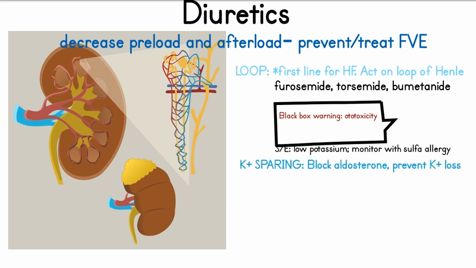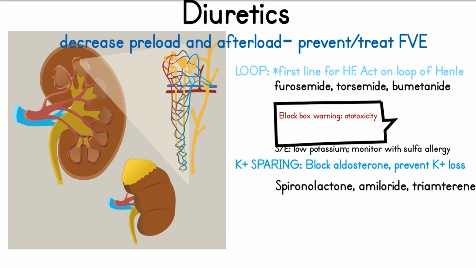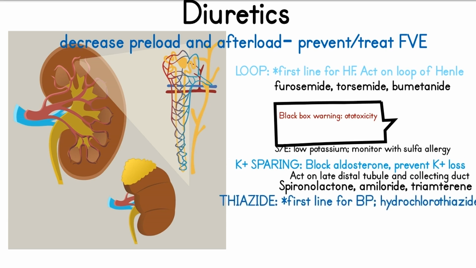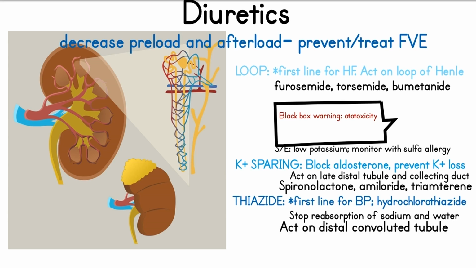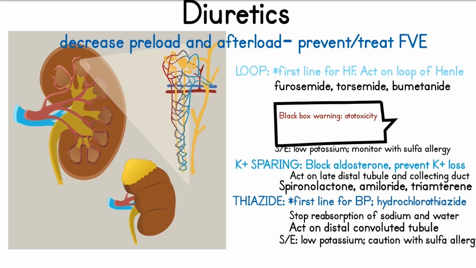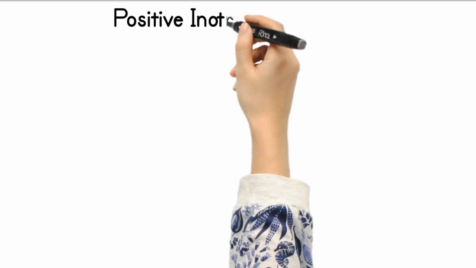Thiazide diuretics, such as hydrochlorothiazide, are the first line for blood pressure. They inhibit reabsorption of sodium and water at the distal convoluted tubule of the nephron, leading to sodium, water, and potassium excretion. Side effects can involve a low potassium level, and caution also needs to be taken in patients with a sulfa allergy.